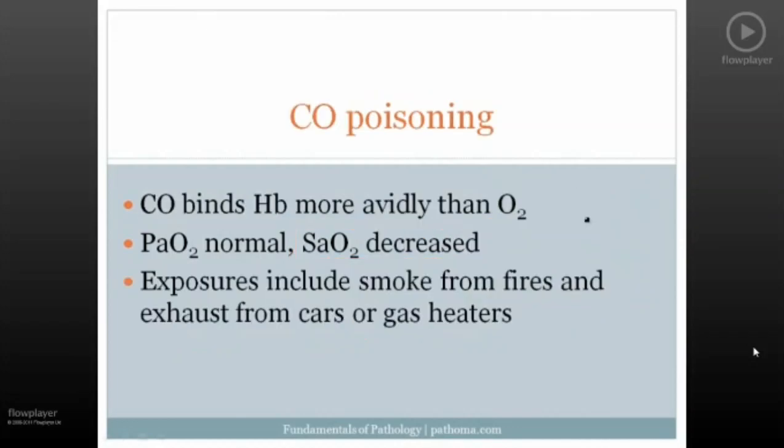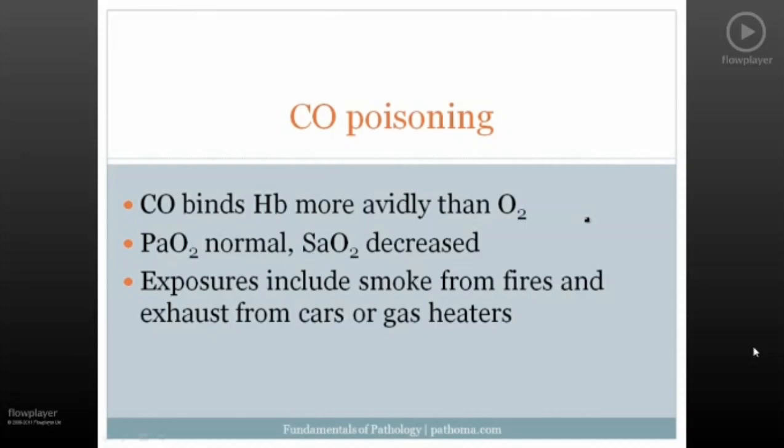Another way by which we can have a decreased O2 carrying capacity of the blood is carbon monoxide poisoning. And this is a very high yield topic for examinations. And so let's briefly review this. The idea here is that carbon monoxide is a very avid binder of hemoglobin. It binds hemoglobin with a 100 times affinity compared to oxygen. Now, carbon monoxide is an odorless, colorless gas, and it can sneak into the lungs and bind the hemoglobin. And once it binds the hemoglobin, it doesn't let go, and therefore oxygen can't bind.